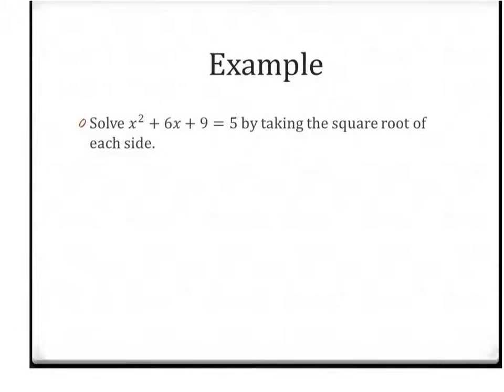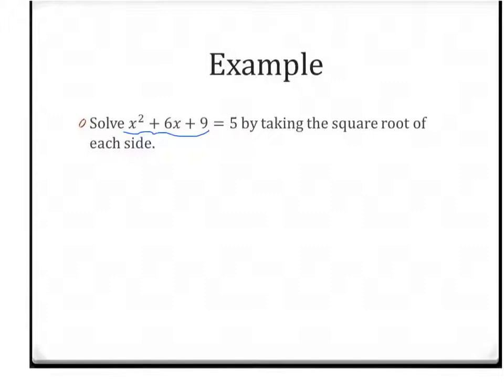So our directions here say solve by taking the square root of each side. You cannot do that. There's nothing you can do with that, no property that breaks that down. So before I can take the square root of each side, the question becomes, can I rewrite this? Can I factor this? Or is this a perfect square trinomial?